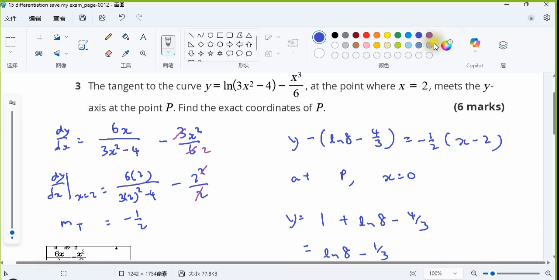So just now this part equal to 0. And then we multiply this and move it here.